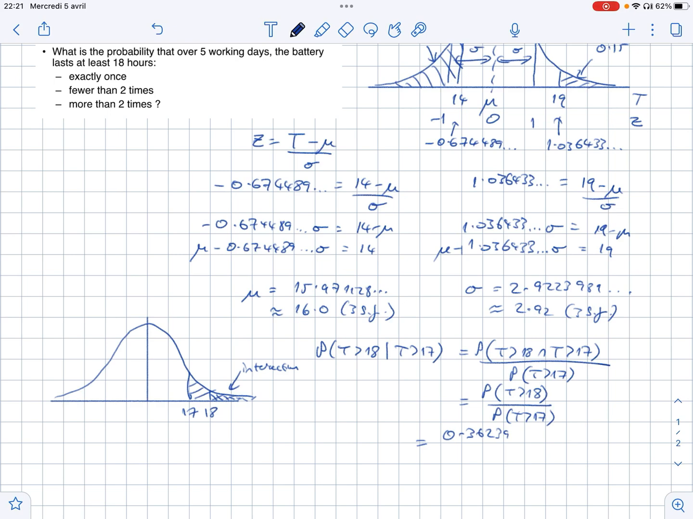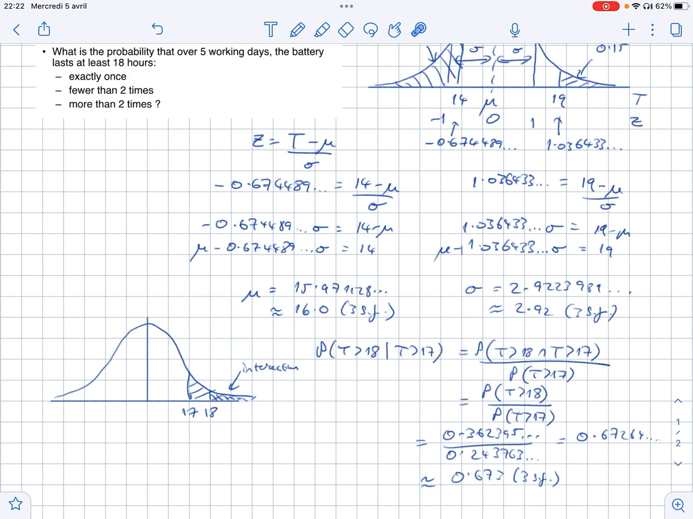T is greater than 18. 0.362395. That's right. Divided by 0. Greater than 17, 243,763. And that gives me 0.67264, etc., which rounds to 0.673 to 3 significant figures. So this is the given probability to look for.